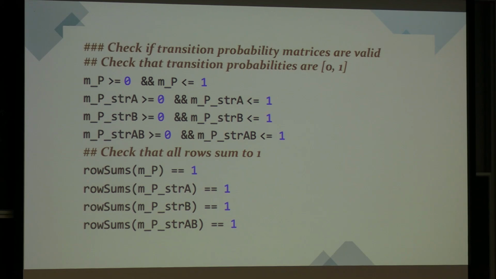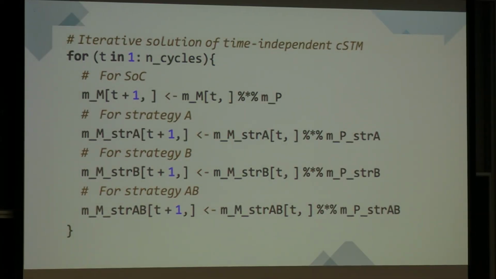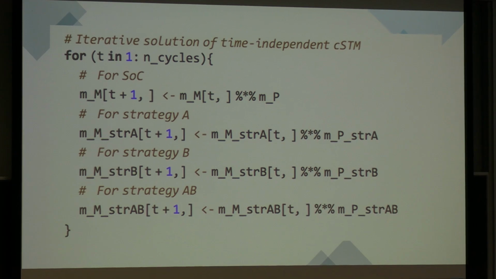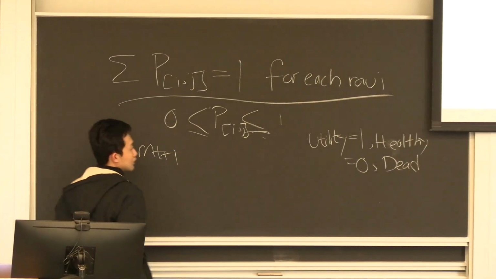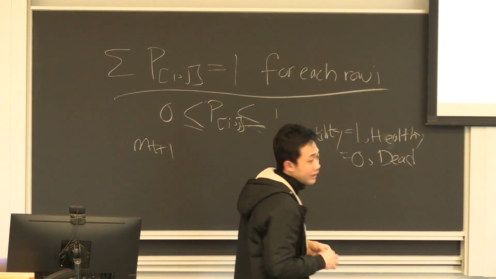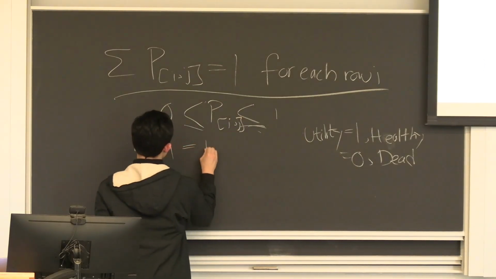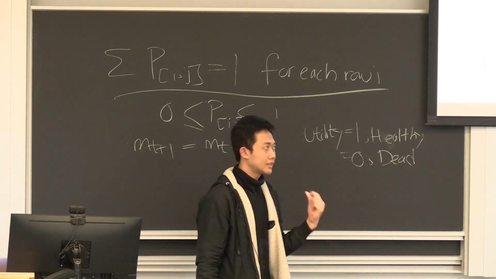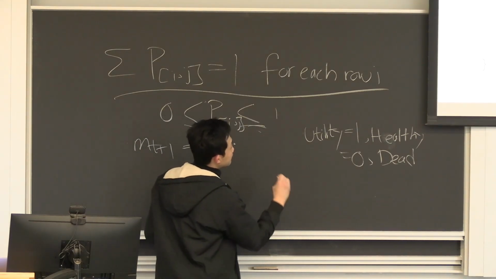And as I've mentioned earlier, you want to check that the probabilities are between 0 and 1, and we want to check that the sum of probabilities for each row is equal to 1. And this is very important. For each cycle, m_(t+1), the next vector for the next cycle, we get the value by multiplying the previous health state vector by the transition probabilities.